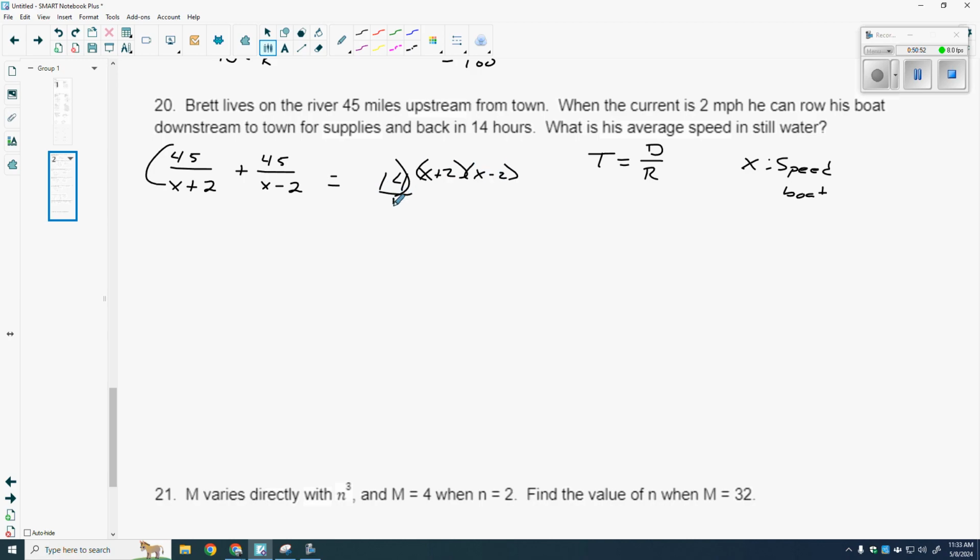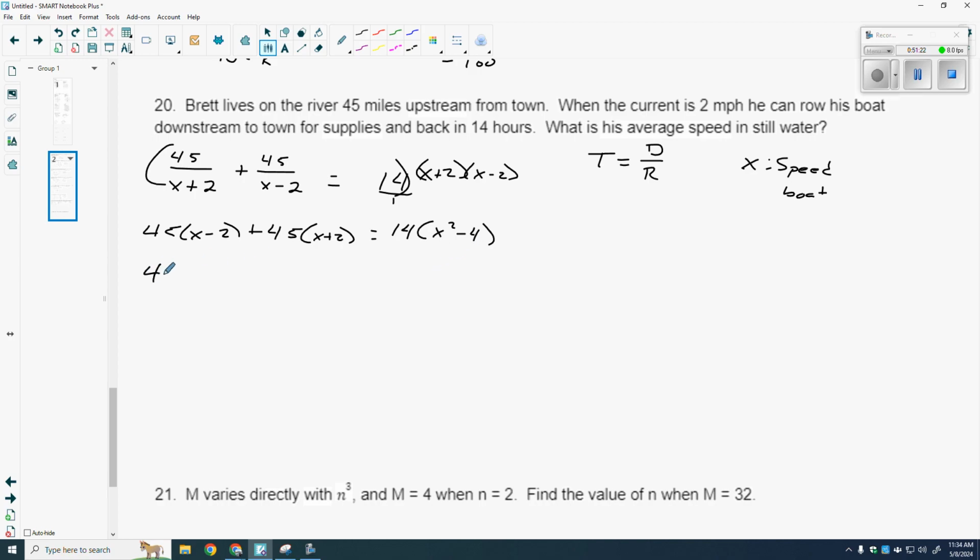The 14 is over 1, so there's no denominator there. Left fraction, the x plus 2's go away, and I'm multiplying 45 times x minus 2. Second fraction, the x minus 2's go away, and I'm multiplying by x plus 2. On the right-hand side, nothing goes away. I'm going to go ahead and not cheat, but just skip a step and multiply x plus 2 times x minus 2 to save a little bit of writing.